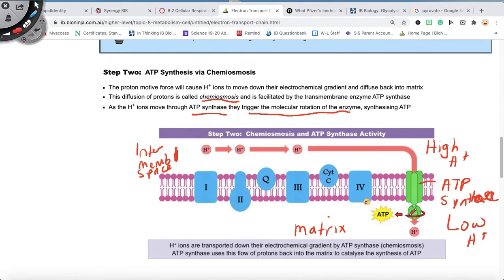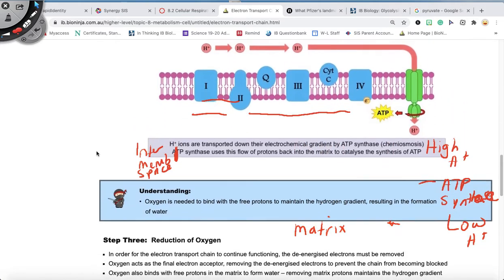And this molecular rotation of ATP synthase is going to generate the ATP. How much? 32 molecules of ATP per glucose. Now, we don't go into the mechanics of how this works. We just know that it works, and that's good for now. All right, so let's move on to step 3.